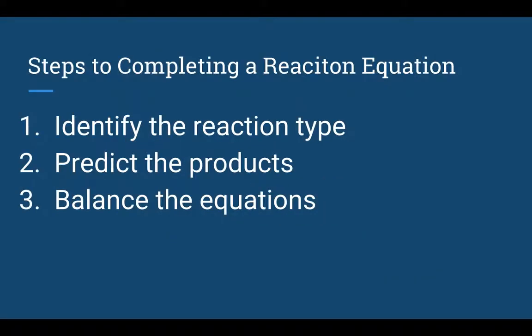So there's basically three steps to predicting the products of a reaction and making sure it's a complete reaction equation. The first is to identify the reaction type. The second is to then predict the products based off of what we know about that reaction type. And the last step is always going to be to balance the equation, right? We can't leave any reactions unbalanced because that violates the law of conservation of mass, and a whole bunch of scientists would be upset at us if we did that.